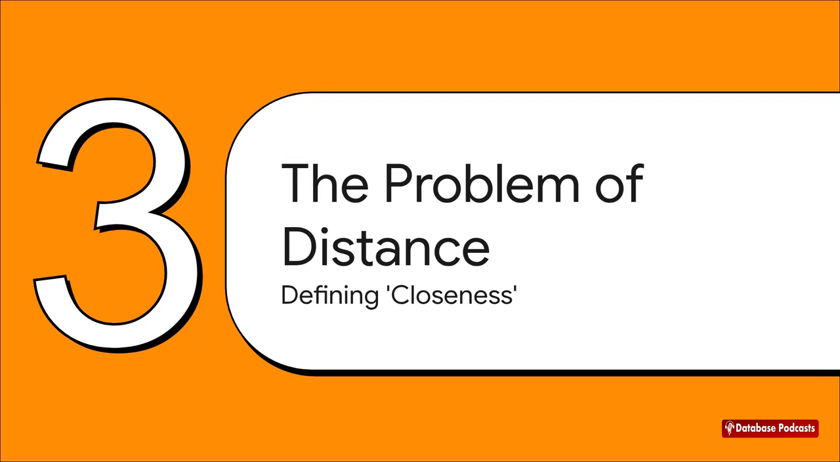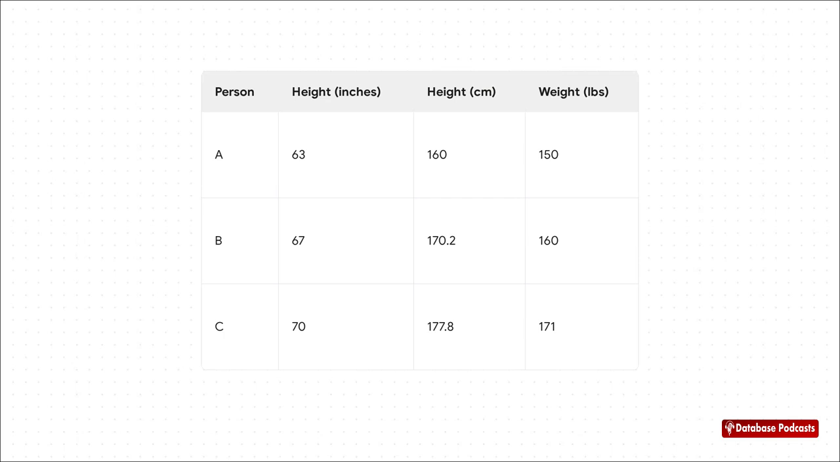But wait a minute, that brings up a really important question. We keep throwing around this word closest, but what does that actually mean? How do you measure distance when your data isn't just a point on a map, but has multiple features, maybe on completely different scales? Right. This is where that simple idea of distance starts to get a little messy.